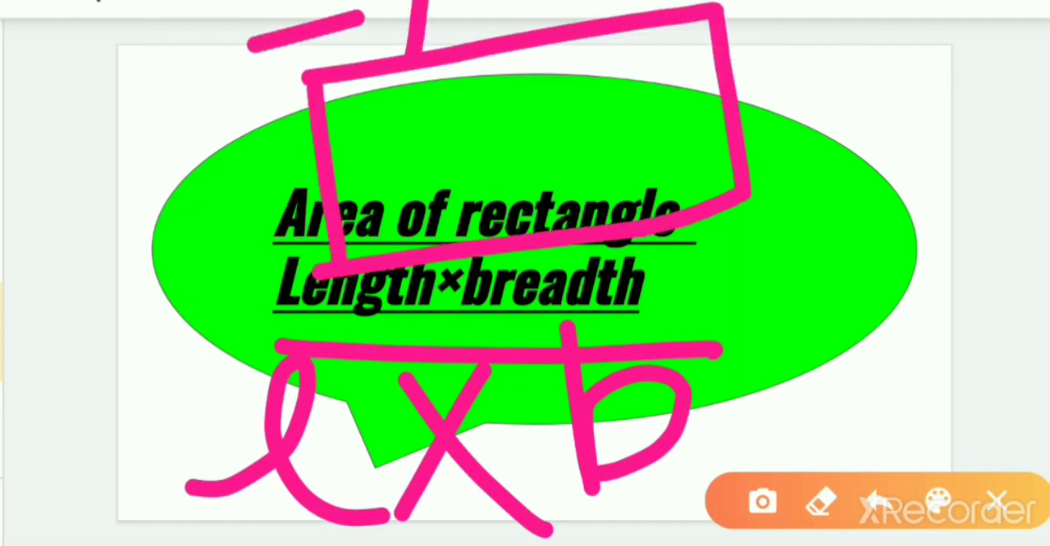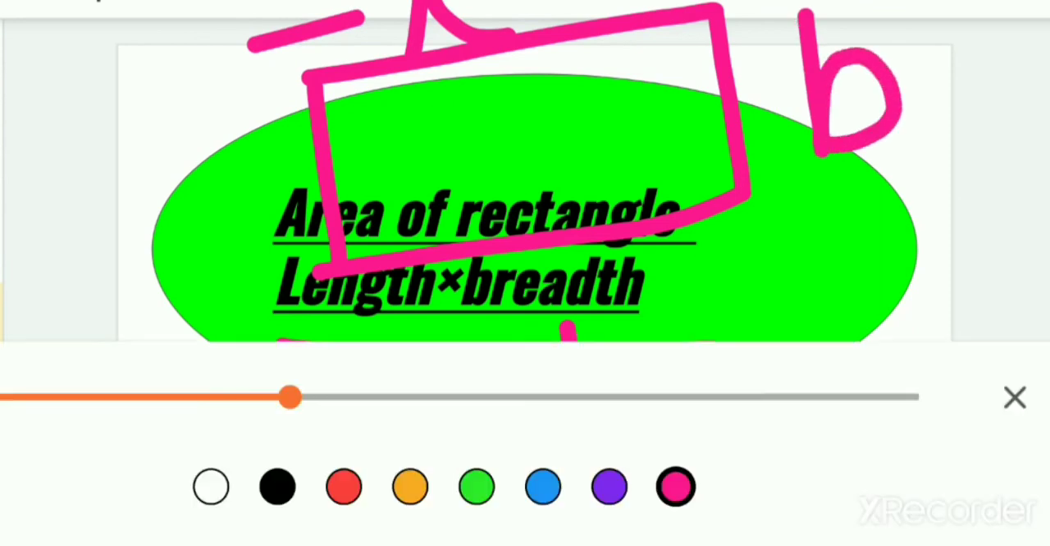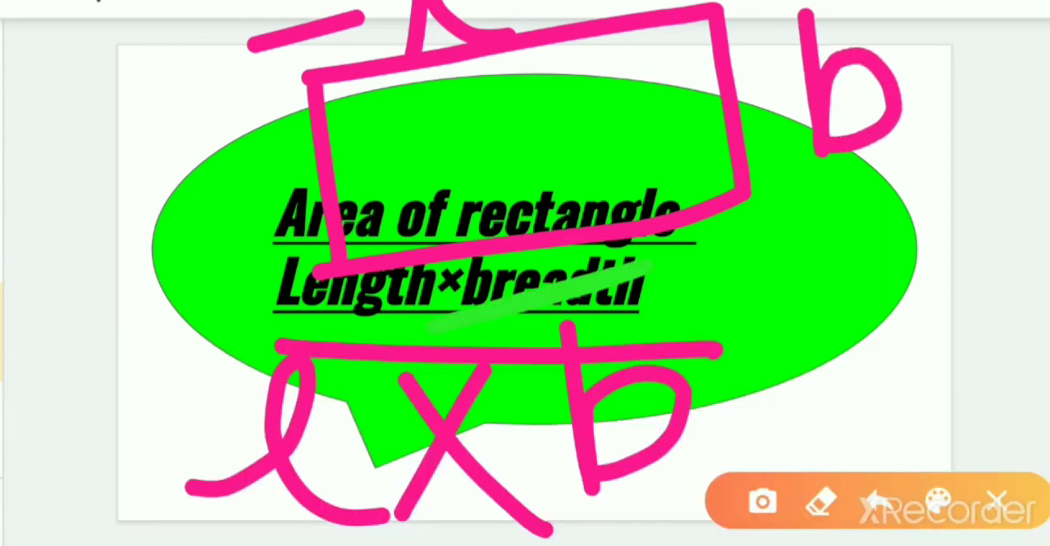This is the length and this is the breadth. And this here is also L and this here is also breadth. Two opposite sides are equal, each angle is of 90 degrees, and opposite sides are equal.